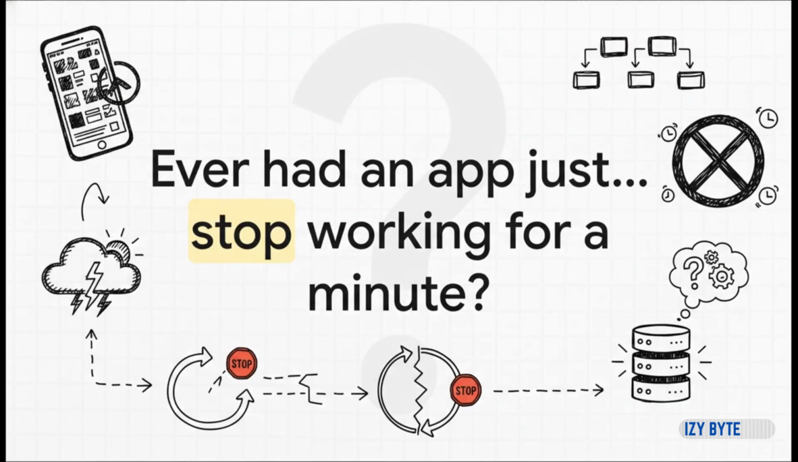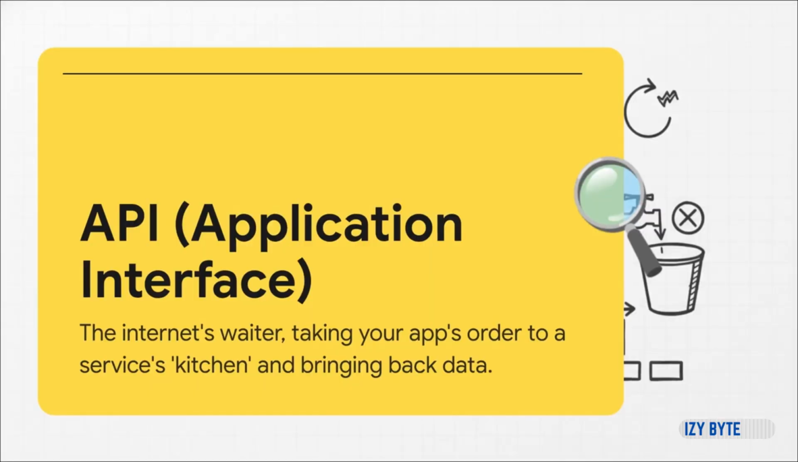You know that feeling, right? You're trying to refresh your feed or maybe check the weather, and the app just hangs. It spins for a second. Well, more often than not, the reason behind that little pause is the exact system we're going to break down today. So before we can even talk about the limits, we've got to understand what's actually being limited.